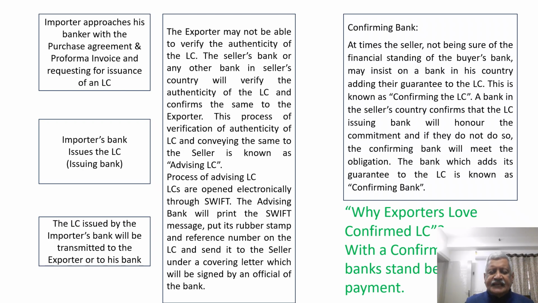Process of advising an LC: LCs are opened electronically through SWIFT. The advising bank will print the SWIFT message, put its rubber stamp and reference number on the LC, and send it to the seller under a covering letter which will be signed by an official of the bank.